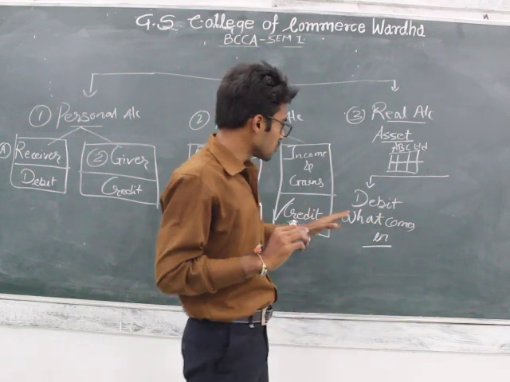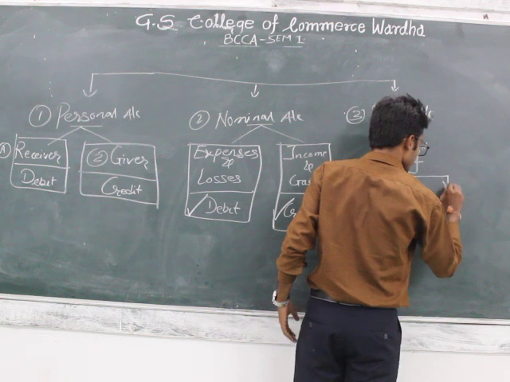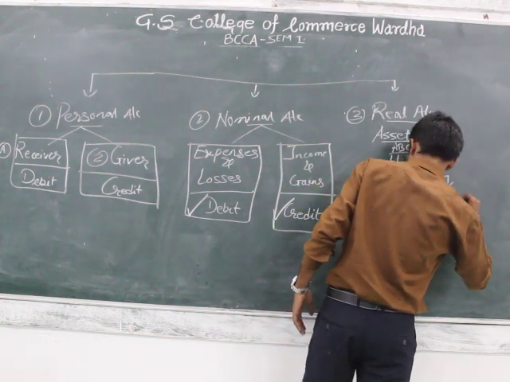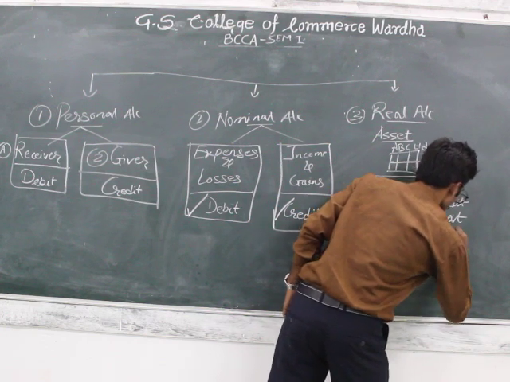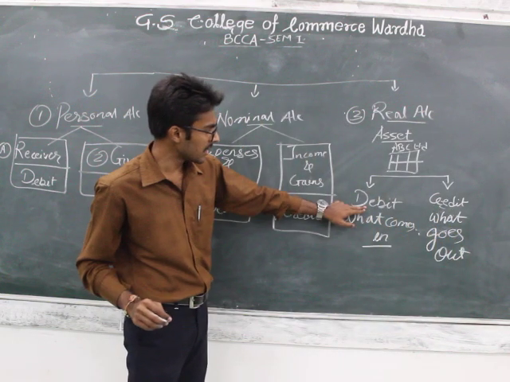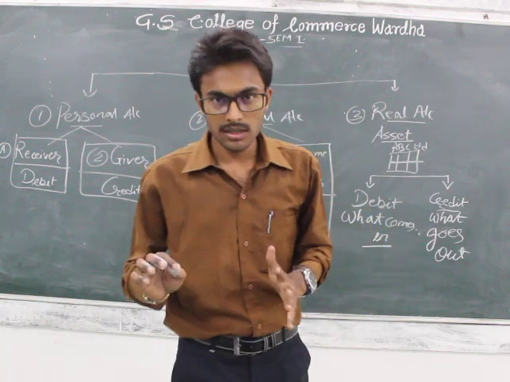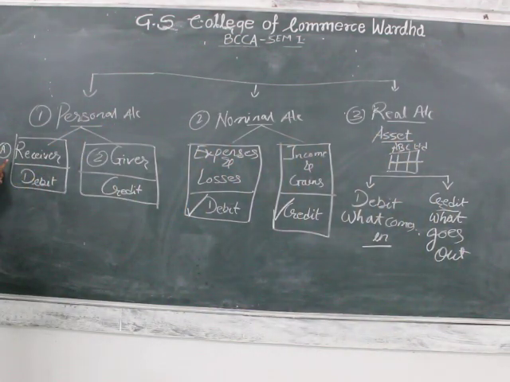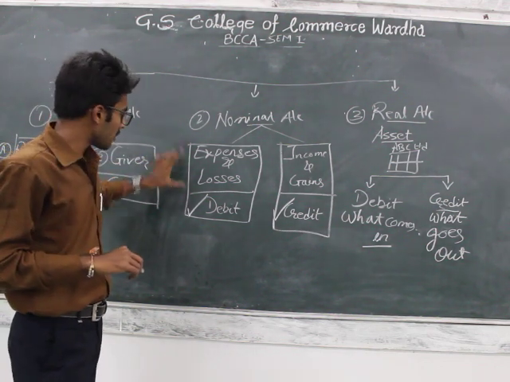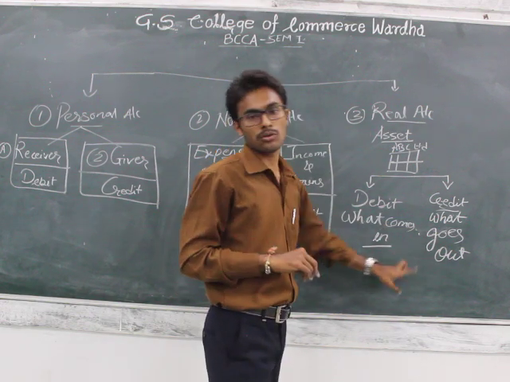Strict rules. You should debit assets when they are coming, and vice versa. Vice versa means credit what goes out. When we debit for an asset coming in, we should credit when the asset is going out, right? This is all about the three accounts. Let us have a quick recap. Personal account: debit the receiver, credit the giver. Nominal account: debit expenses and losses, credit incomes and gains. Real account: debit what comes in, credit what goes out.